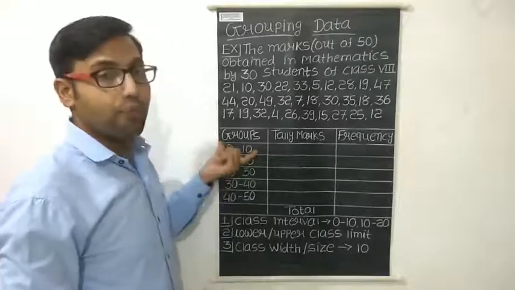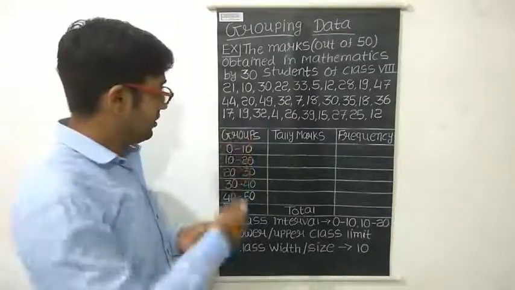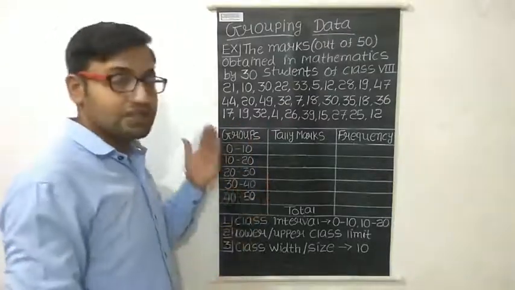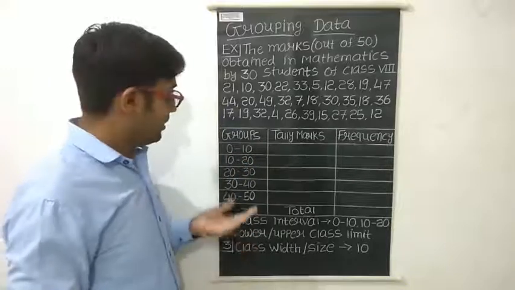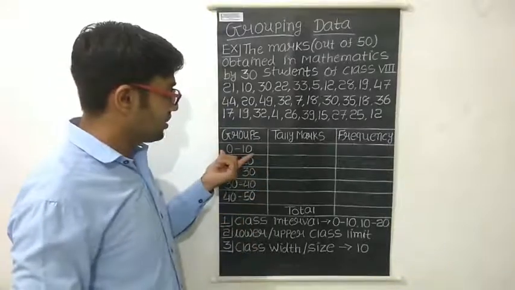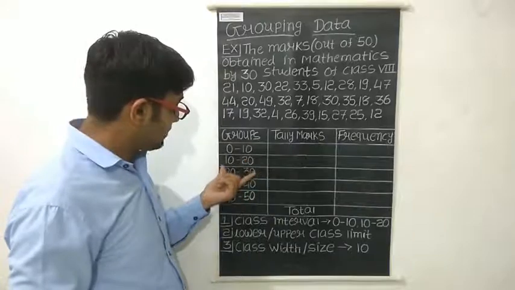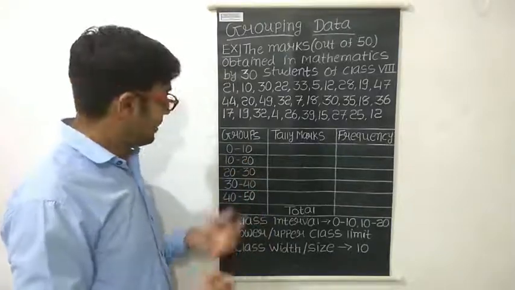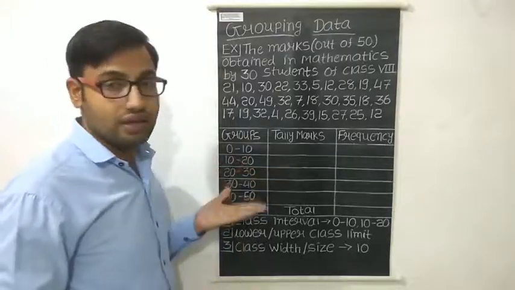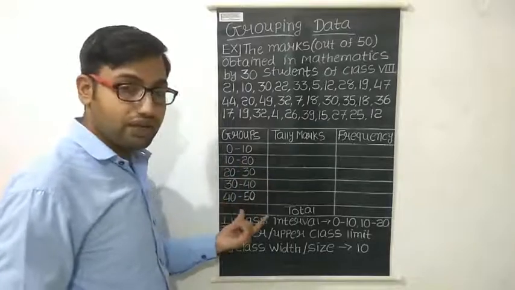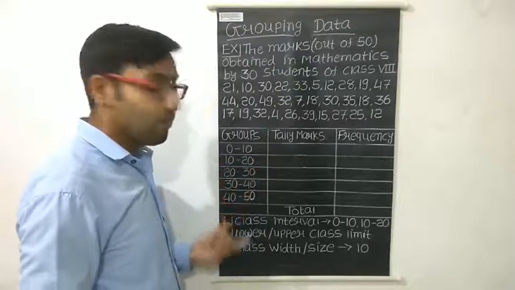So in this method we have to make this type of table. The first column will be the group. Here we are not writing the marks in the manner we did previously. Here we are making groups of marks, 0 to 10. That means we put the students who got marks in between 0 and 10 in this group. In the same way, the second group is 10 to 20. That means here we put all the students who got marks in between 10 and 20. So up to 40 to 50, we have made 5 groups: 0 to 10, 10 to 20, 20 to 30, 30 to 40 and 40 to 50.